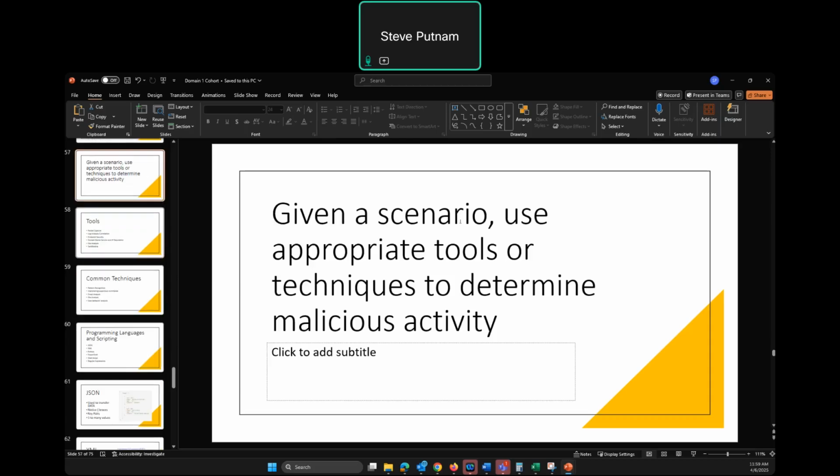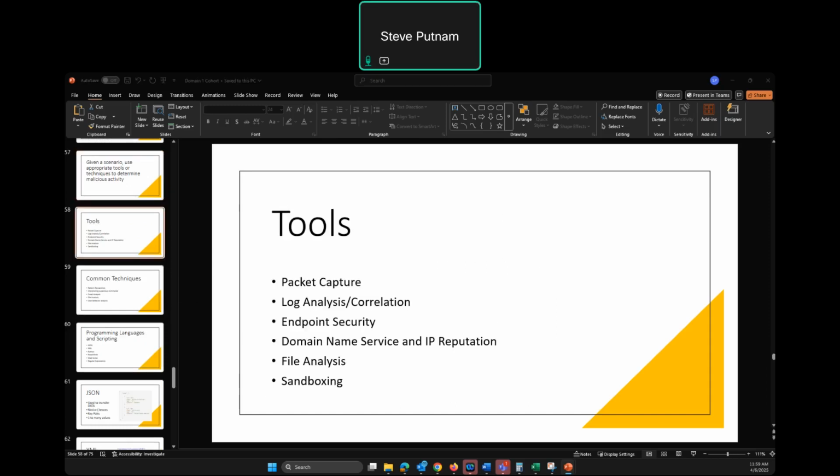So how do we, given a scenario, use appropriate tools or techniques to determine malicious activity? What are some of the tools we're going to use? Some of the tools that we would leverage are packet capture, log analysis, endpoint security, and sandboxing. If you find a malicious application or PowerShell script, you can bring that over to a virtual machine that is isolated and run that application to see what it does, and then you'll understand the attack vector.